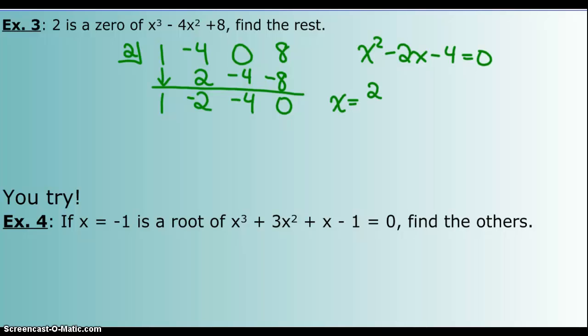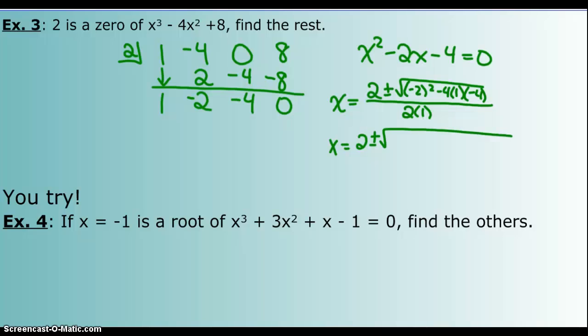So here we go, 2 plus or minus, because it was negative b, right? Negative right here. Then I have negative 2 squared minus 4 times 1 times negative 4, all over 2 times 1. So I have 2 plus or minus the square root of 4 plus 16, over 2. Keep it going here. 2 plus or minus radical 20 over 2.